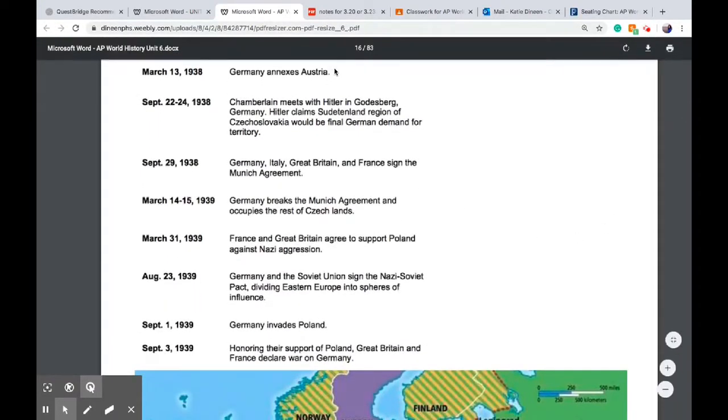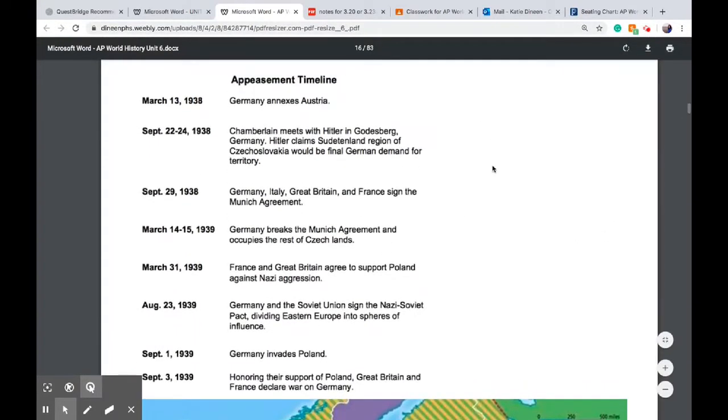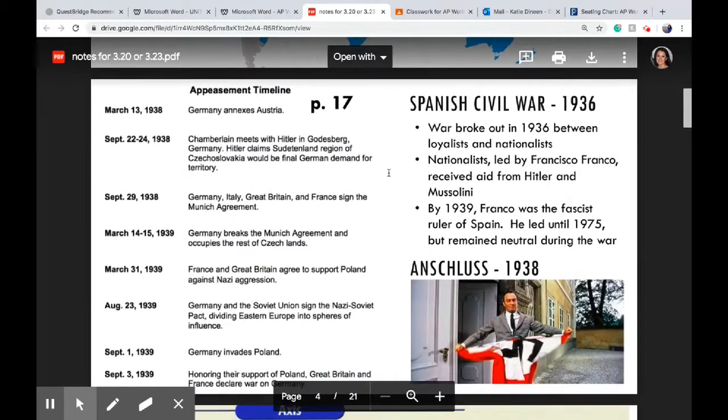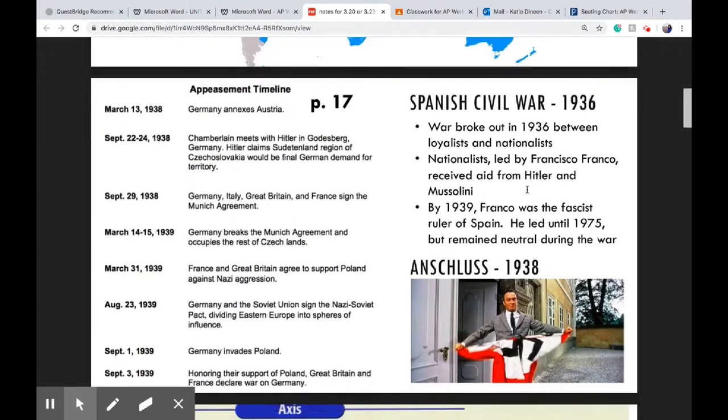Anyway, appeasement timeline. There's a few things to add in the space you have to the right here. First, even before this timeline begins, we had involvement by fascist leaders in the Spanish Civil War of 1936. Spain low-key had a fascist leader until the 1970s. No big deal, it's fine.